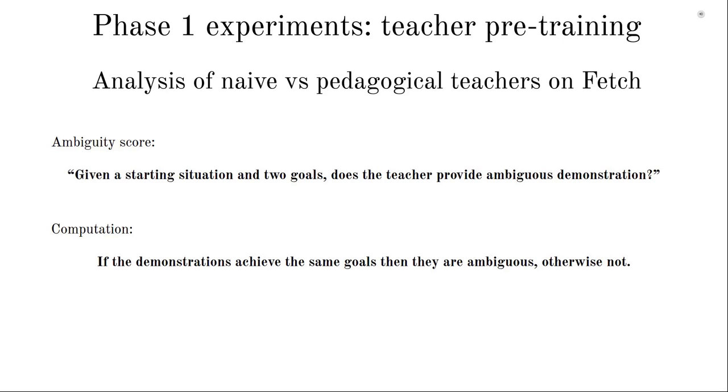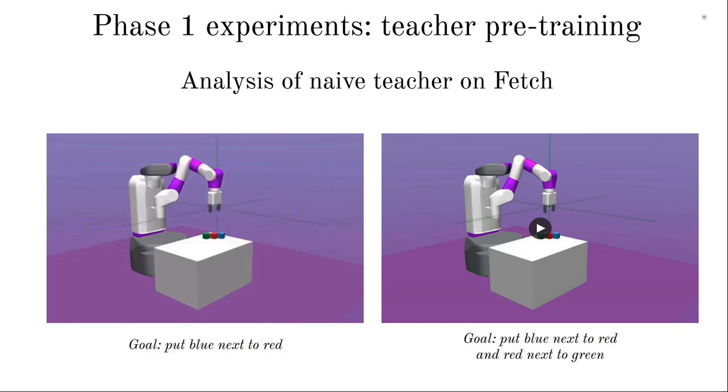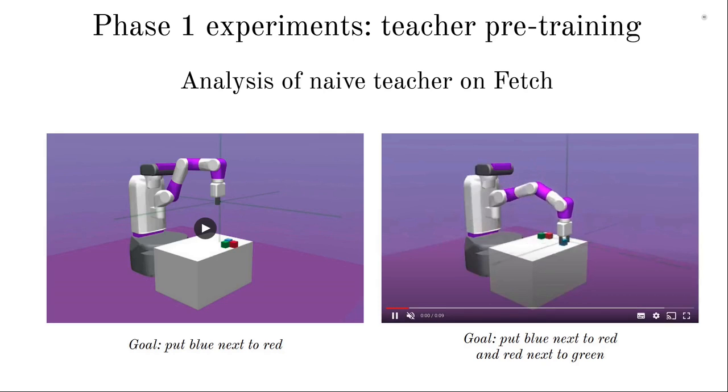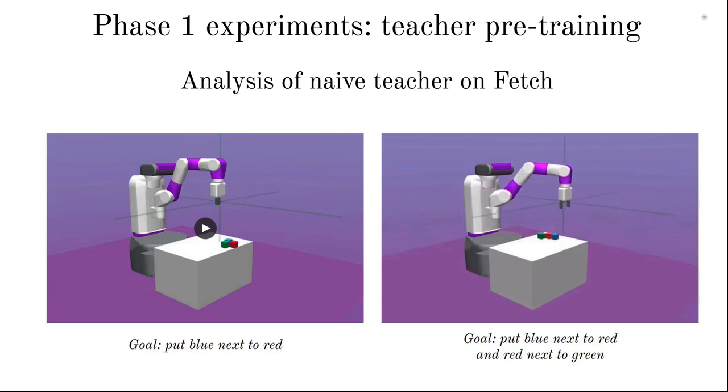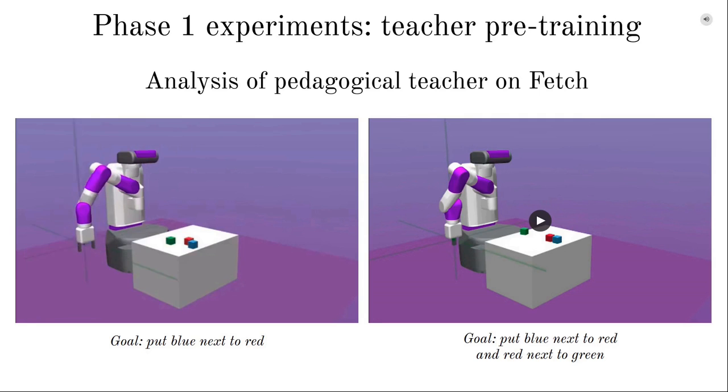To compare pedagogical and naive demonstrations, we derive an ambiguity score, given two ambiguous goals that can be achieved simultaneously and a starting state. The ambiguity score is 1 if their associated demonstrations achieve the same goals, the demonstrations are thus ambiguous, and 0 otherwise. In this example we can see that the naive teacher performs the same demonstration for two different goals, hence providing ambiguous demonstrations. By contrast, the pedagogical teacher provides non-ambiguous demonstrations, making it easier for a learner to predict which goal it is trying to demonstrate.